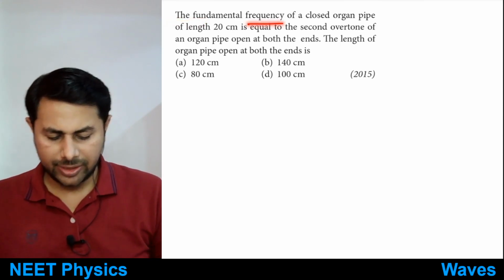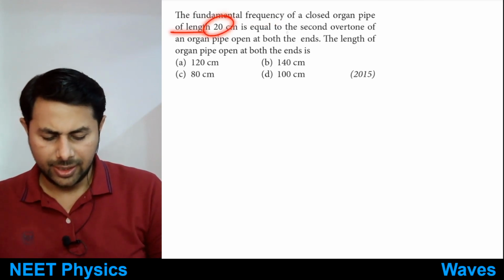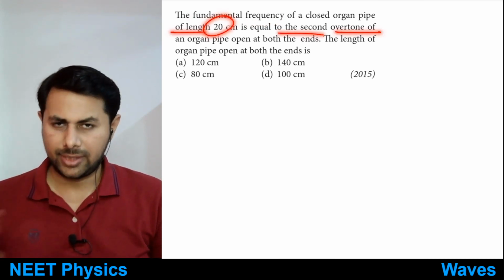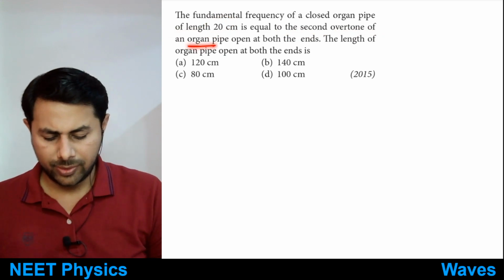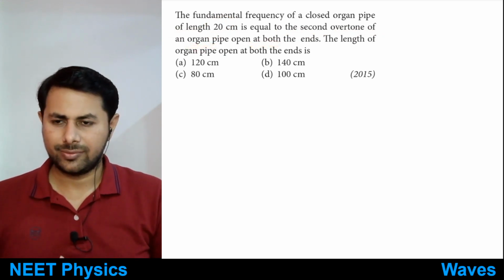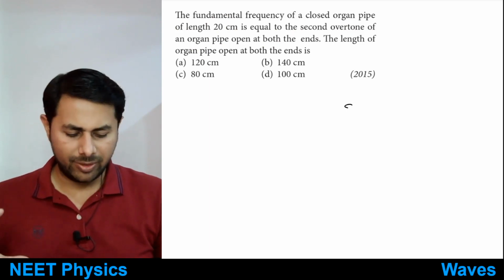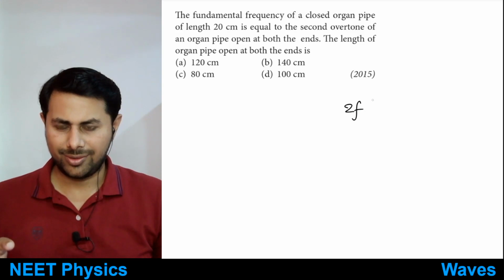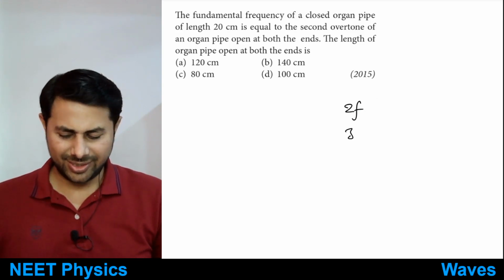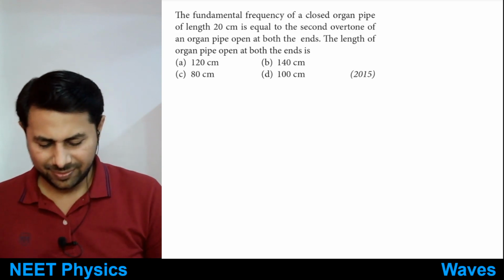The fundamental frequency of a closed organ pipe of length 20 centimeter is equal to the second overtone of an organ pipe open at both ends. So what would be the first overtone for an open pipe? It is 2 times F, right? What would be the second overtone? It is 3 times F. Okay, this thing is clear.